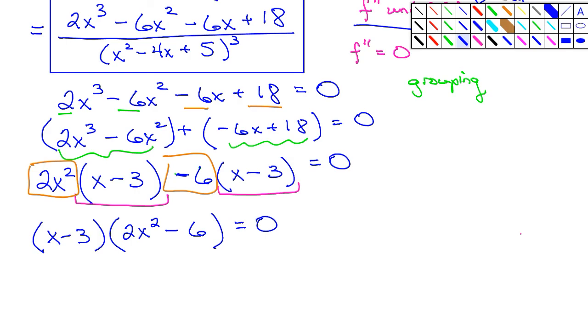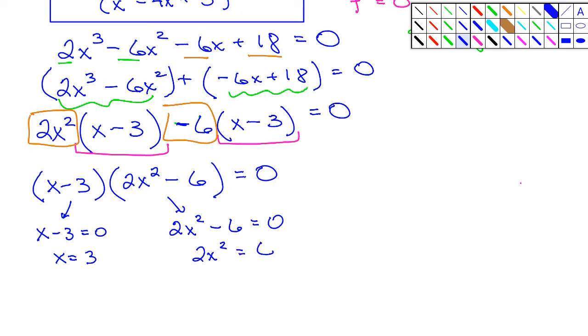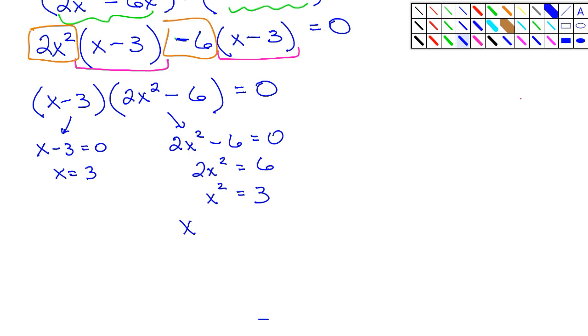So this factors as x minus 3 times 2x squared minus 6. Now we set those equal to 0 and solve for x. So x minus 3 equals 0 gives me x equals 3. And 2x squared minus 6 equals 0. Move the 6 over. You get 2x squared equals 6. Divide by 2. You get x squared equals 3. And so x is equal to plus or minus the square root of 3. And these are the 3 numbers that are the solutions to the second derivative when it's equal to 0.